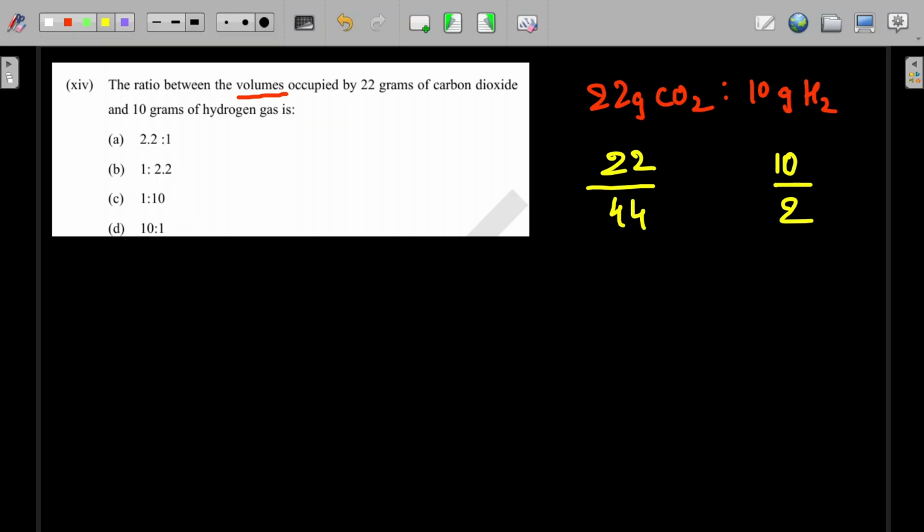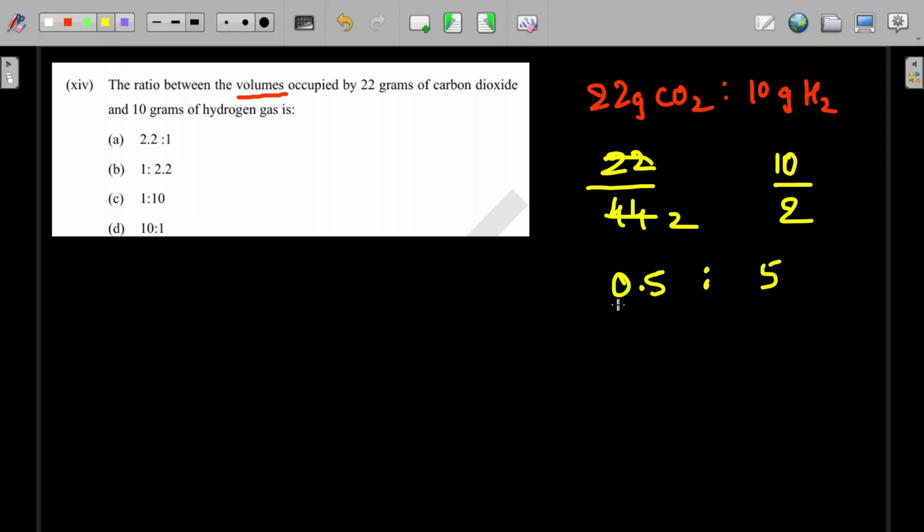You have to find the moles. Mass is given, whenever, moles you find. See here, 22 g CO2, I just told you 44 gram is the molecular mass. So 22 by 44, 1 by 2 is 0.5. This one, 10 gram hydrogen, molecular mass is 2. So 10 by 2 is 5 moles.